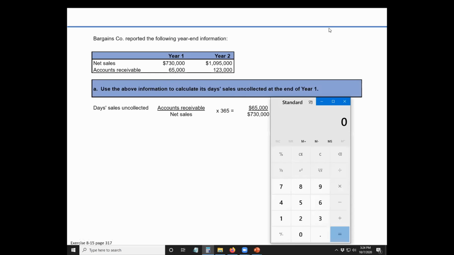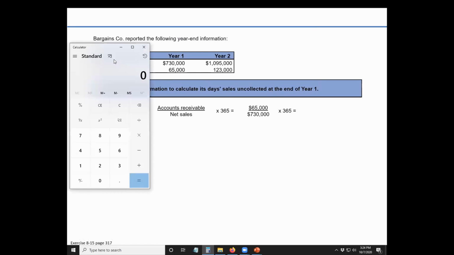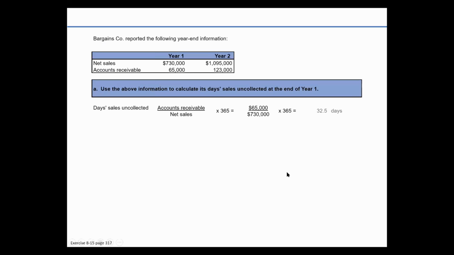I'll do this one for you. So come over here. So the accounts receivable for year one was 65,000, and then we'll divide that by the net sales, which is 730,000, and then we'll multiply that by 365. So we get that it should be 32.5 days.